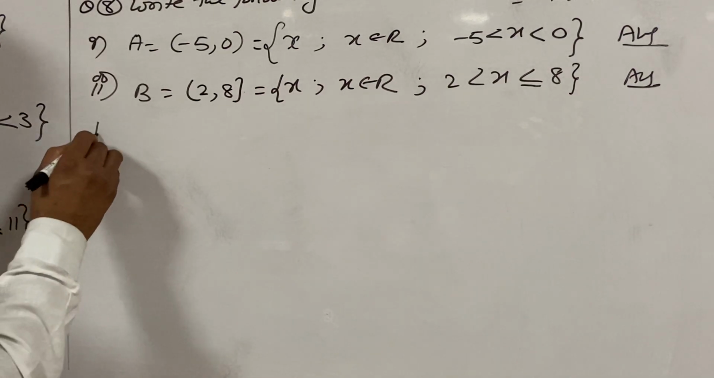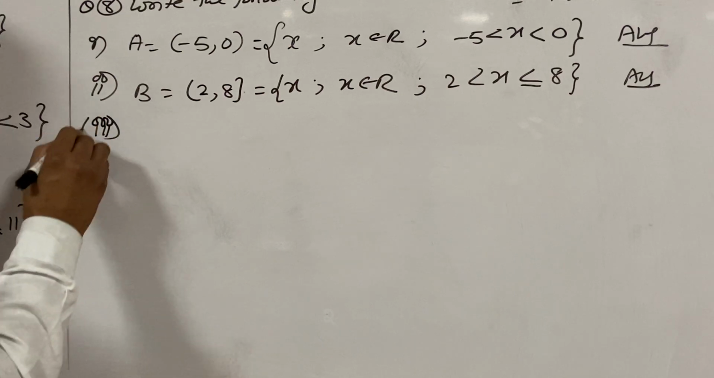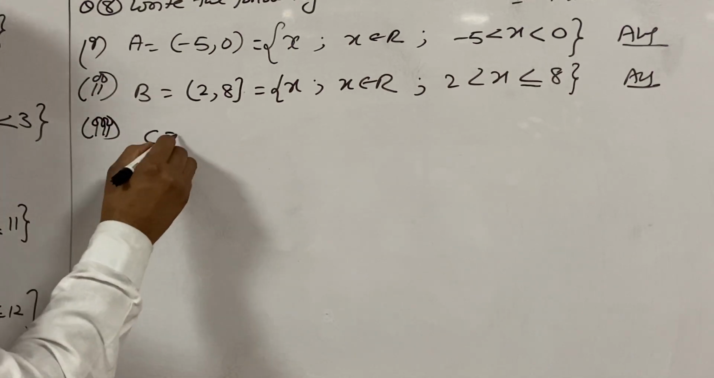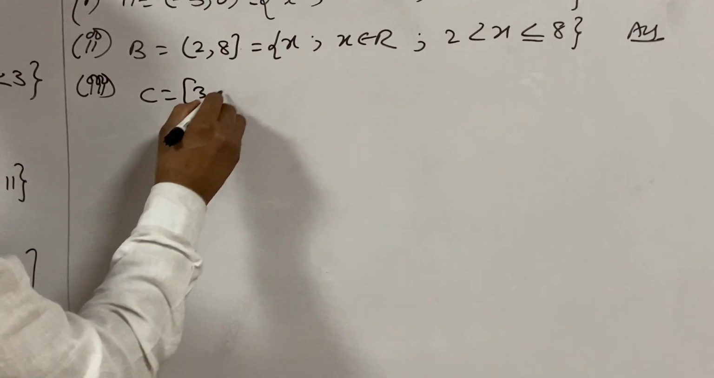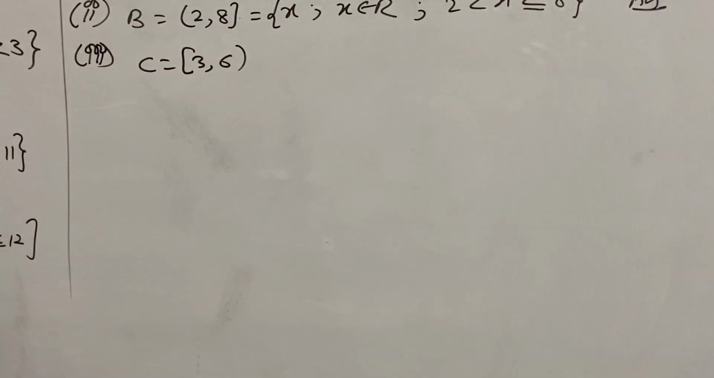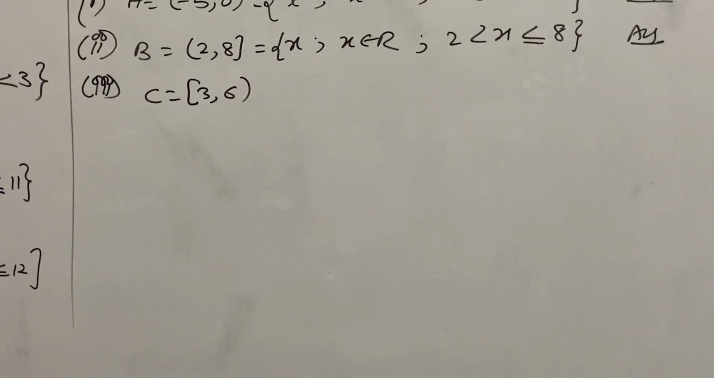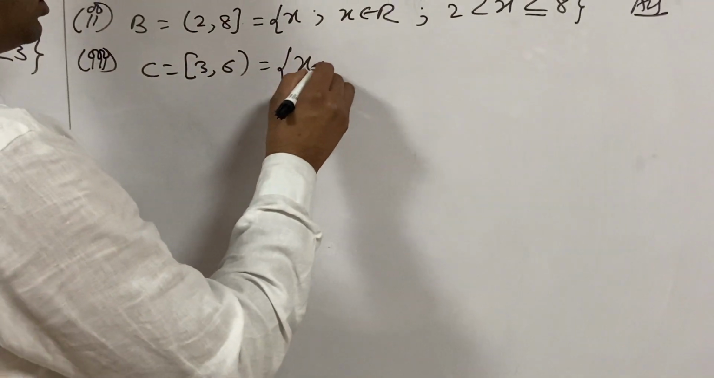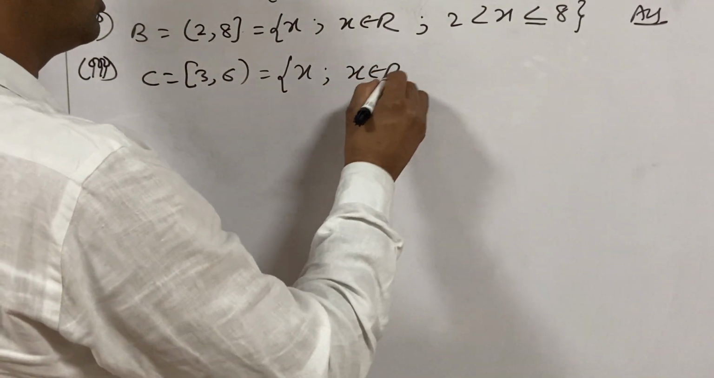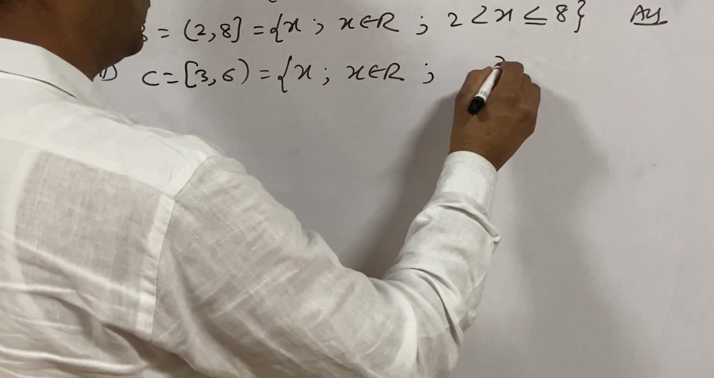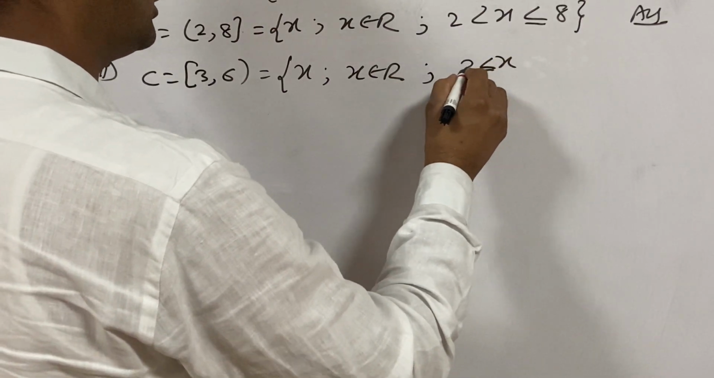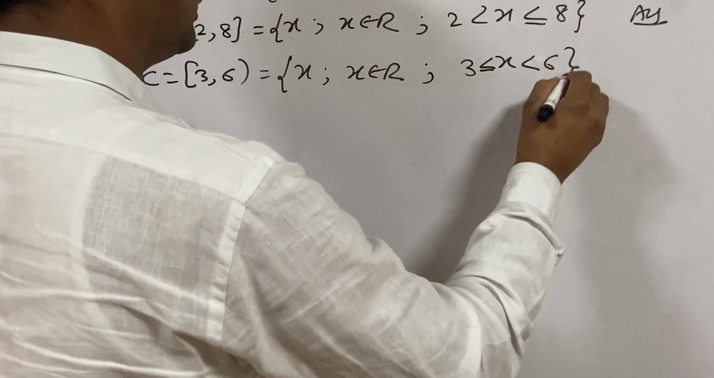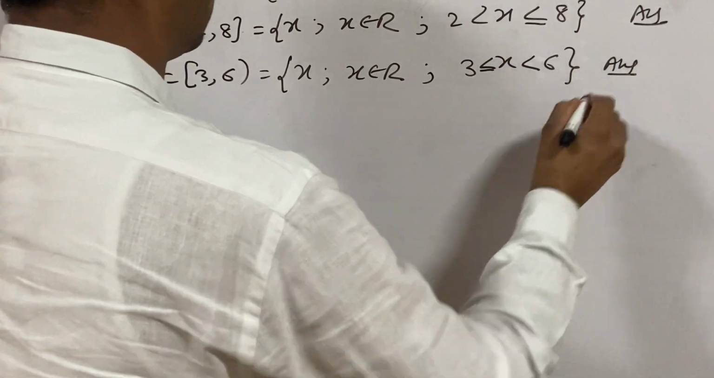Third part. C equal to 3 to 6, 3 closed and 6 open. Will be equal to {x such that x belongs to real and x lies between 3 and 6}. That is the answer.